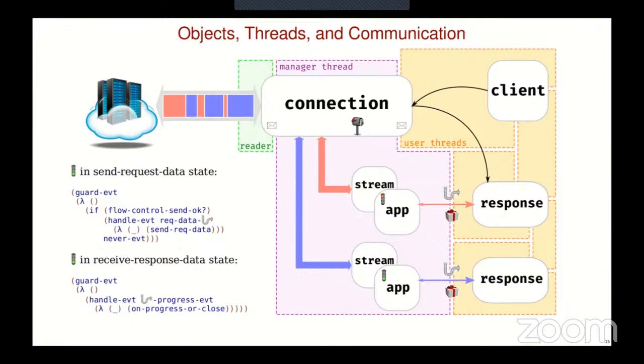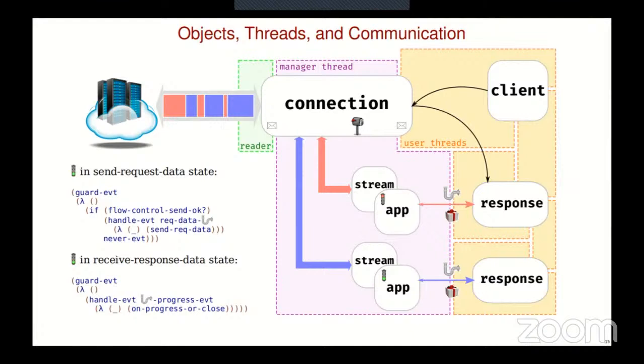That's the work event in that state. In the state where the stream is receiving response data from the server, the response data itself is being received by the reader, it's going into the connection mailbox, and then the connection object is directly invoking the stream and app methods that send data through the pipe to the response. So that's not what this work event is covering here.